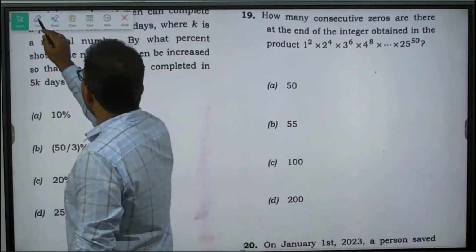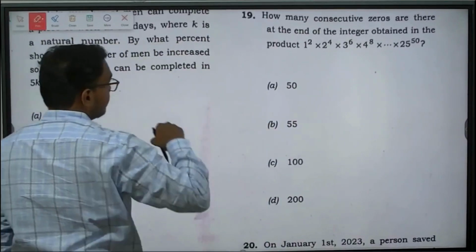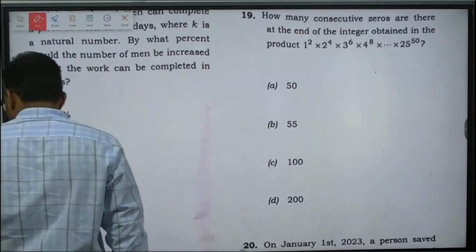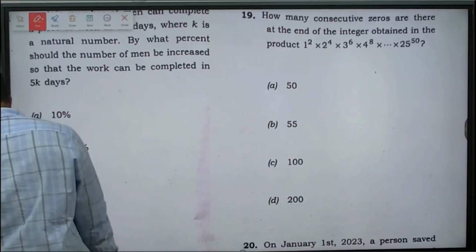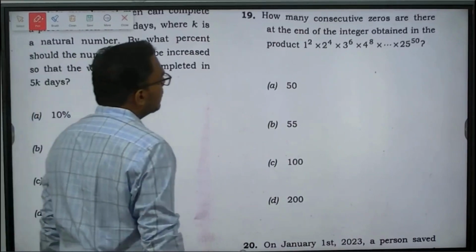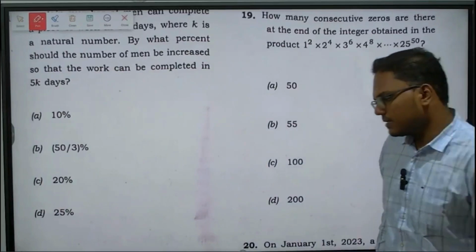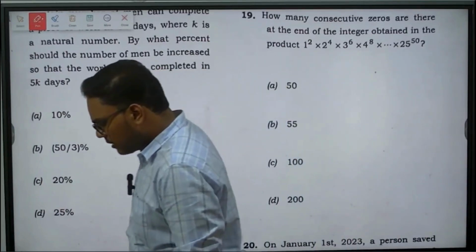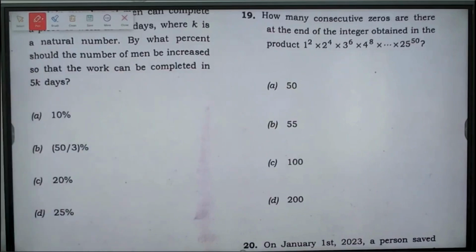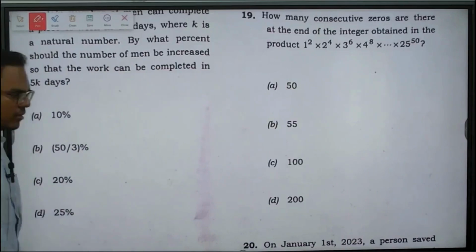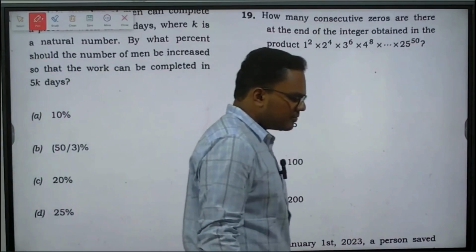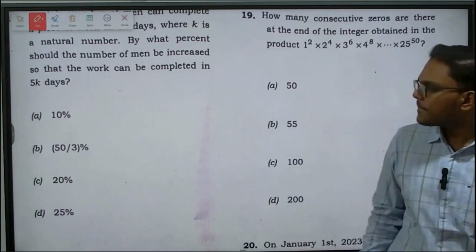This is a very, very good question actually. How many consecutive zeros are there at the end of the integer that is obtained? See, this question is slightly tough, but if you use a bit of your maths knowledge and aptitude knowledge, you'll be able to crack it.